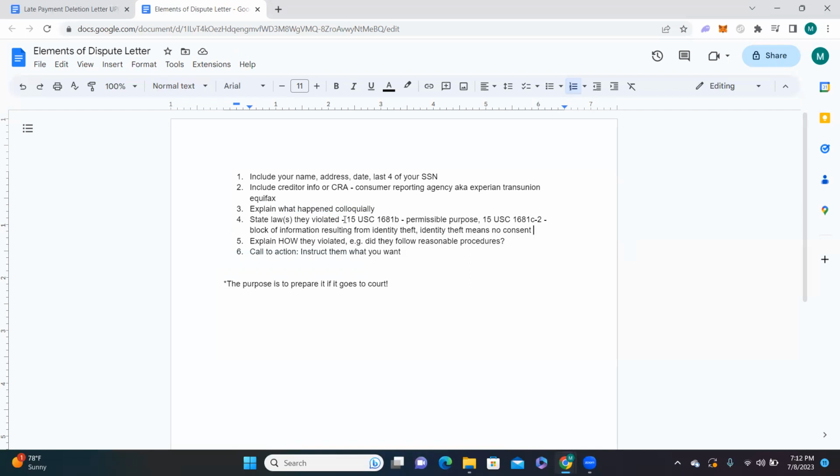Once you state the laws that they violate, remember you're stating it. You're stating it. So you can literally copy and paste. We're gonna go over a template letter, like I said, just to give y'all a visual. So I know I have some visual learners out there.